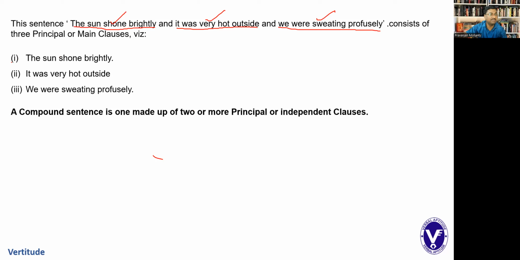The sun shone brightly, complete in itself. The sun is the subject, shone brightly is the predicate. It is the subject, was very hot outside, again that's a predicate, can stand independently. We is the subject, we were sweating profusely is the predicate. So all these three sentences can stand independently on their own. So there are three main clauses or three principal clauses. So a compound sentence is made up of two or more principal or independent clauses. Clear?